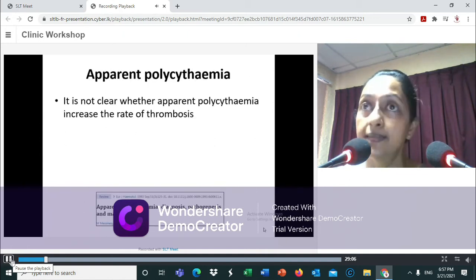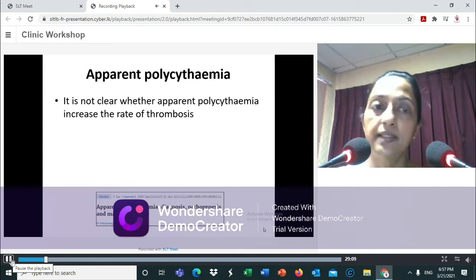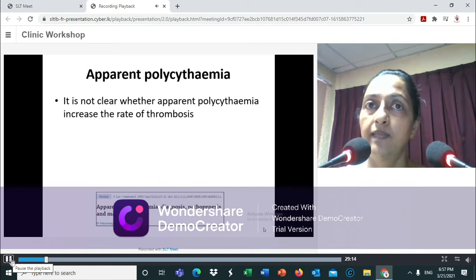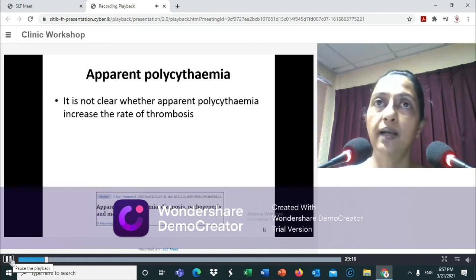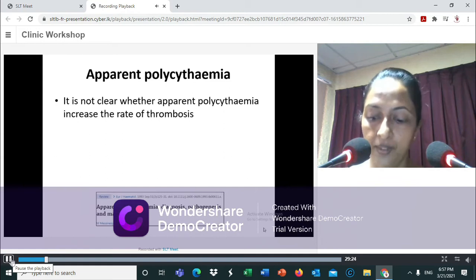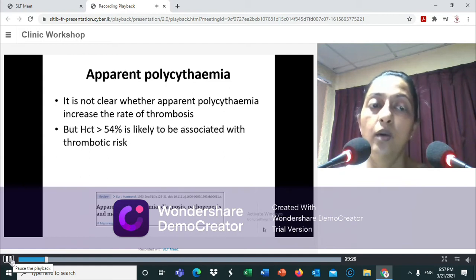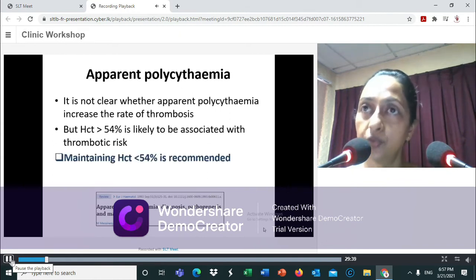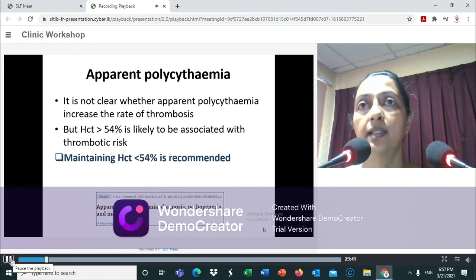On the other hand, it's not clear whether apparent polycythemia increases the rate of thrombosis. One of the main worries in polycythemia is whether the patient can get a thrombosis due to increased red cell mass and hyperviscosity. However, a hematocrit of more than 54% in apparent polycythemia is likely to be associated with thrombotic risk. Therefore, maintaining hematocrit less than 54% is recommended in apparent polycythemia patients.